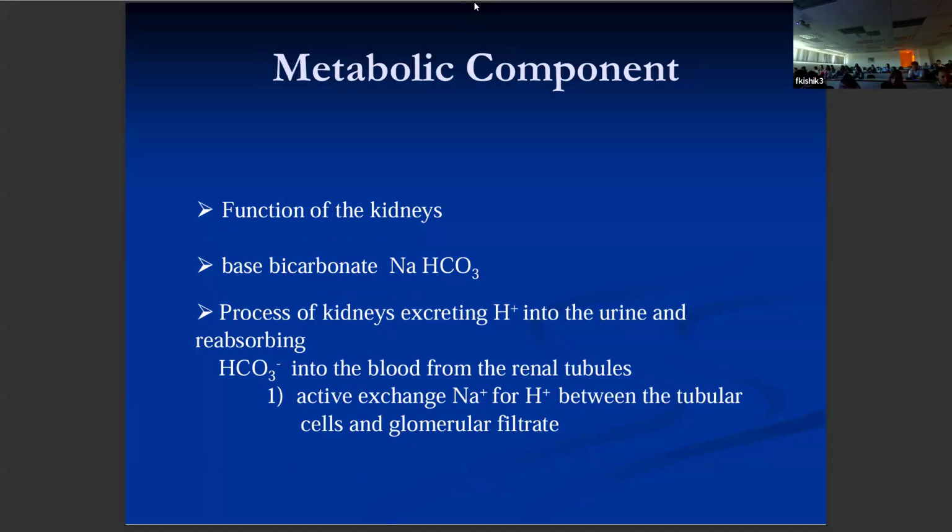The metabolic component, we're talking about the kidney. So there's sodium bicarbonate. There is a point at which bicarb is secreted and reabsorbed by the body from the kidneys. It exchanges for hydrogen. So your kidneys suck up bicarb and put it into your body, and take hydrogen and excrete it.